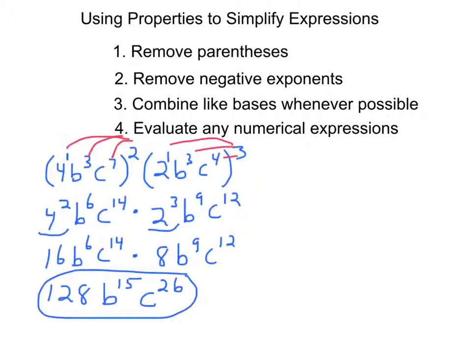Now let's just check real quick that we've done these four things. We've removed parentheses, because there aren't any parentheses in our answer. There's no negative exponents in our answer. In fact, this problem didn't have any negative exponents, but some of the ones we do will. We've combined the like bases when we could. For example, we took the b to the 6th times the b to the 9th, and we combined them into b to the 15th, and we did the same thing with the c's. And we evaluated numerical expressions. So, in other words, we took the 4 squared down to 16 and the 2 cubed to 8, and we multiplied the 16 and the 8 together to get that 128. So we've done all those steps.